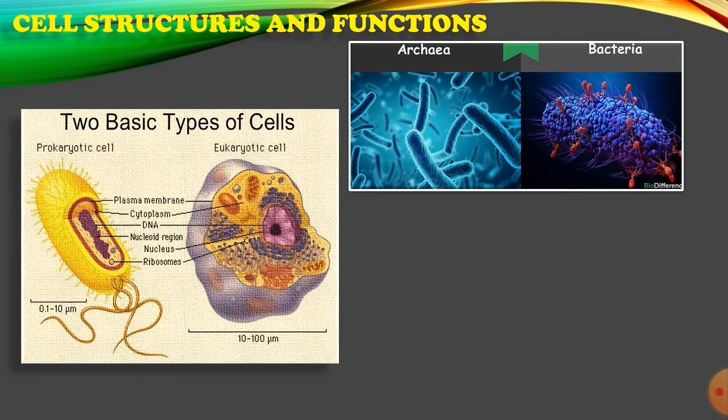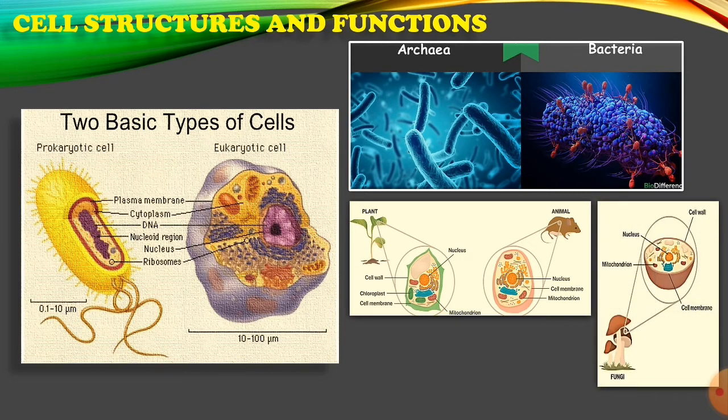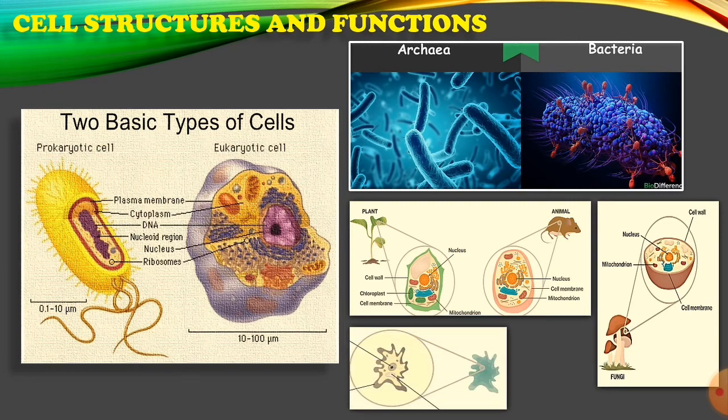Prokaryotes are single-celled organisms. Examples are archaea and bacteria. Archaea are a group of primitive prokaryotes classified based on their distinct characteristics, while bacteria are single-celled primitive organisms that form a domain of organisms diverse in shape, size, structure, and even habitats. Animal cells, plant cells, fungi, and protists are classified as eukaryotes.